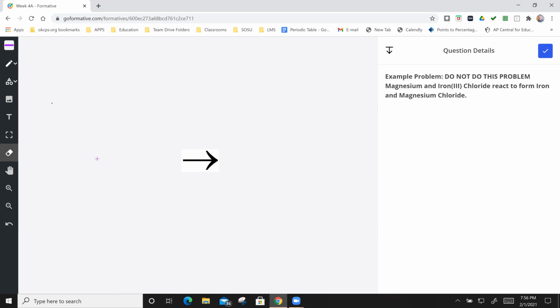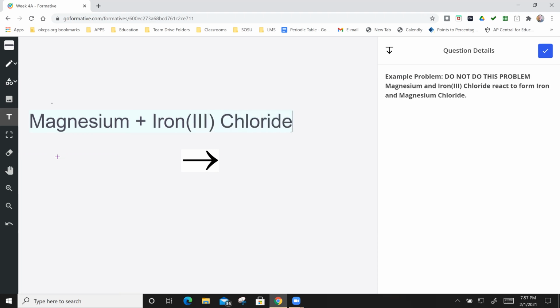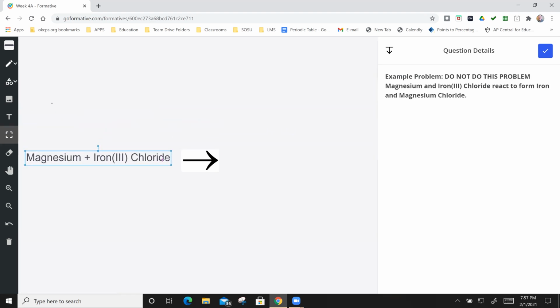come before the arrow. So all we have to do is write in the terms as they appear. So magnesium, and then when we see the word and, we just simply write a plus sign, okay? Iron 3, and actually that goes right next to that, iron 3 chloride. All right, and then we just need to put that before the arrow. If you hit this little box here, that allows you to move that. Also shrink it so that it fits where you need it to fit. And there you go, magnesium plus iron 3 chloride.